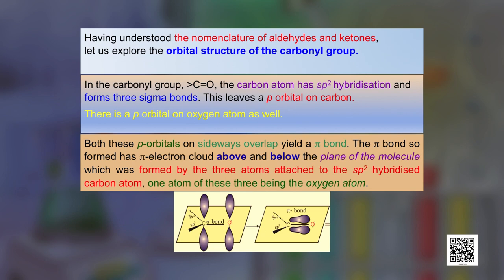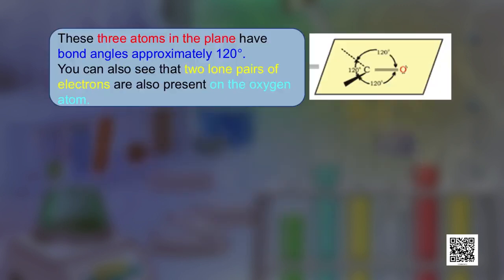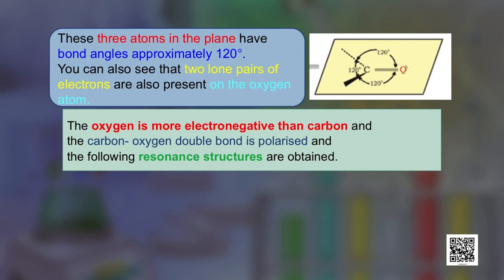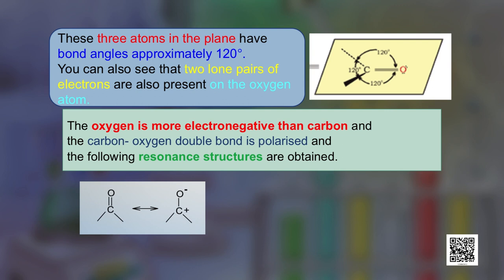one of these atoms being an oxygen atom. Now, these three atoms which are in a plane, which are attached to the carbonyl carbon, are approximately at an angle of 120 degrees. And you can also see that there are two electrons, a lone pair of electrons, present on the oxygen atom. Oxygen is more electronegative, as you know, than carbon, and the carbon oxygen double bond is polarized. How? You can see in the resonance structures given here that there is a negative charge on the oxygen and there is a positive charge on the carbon.